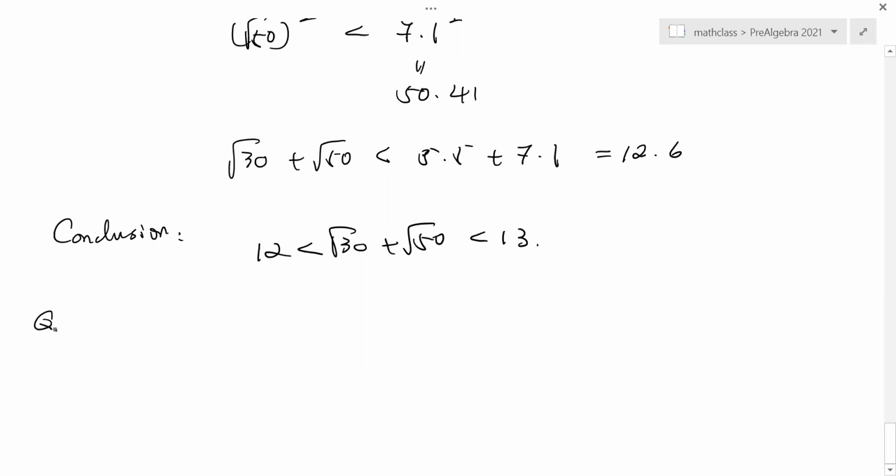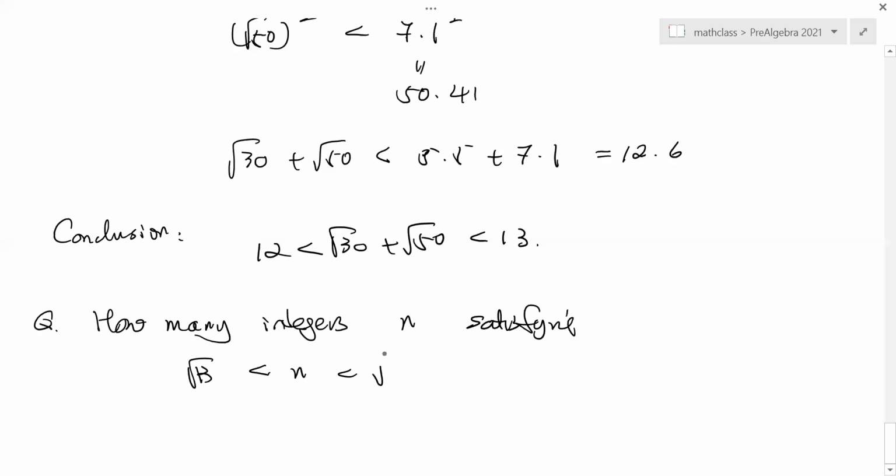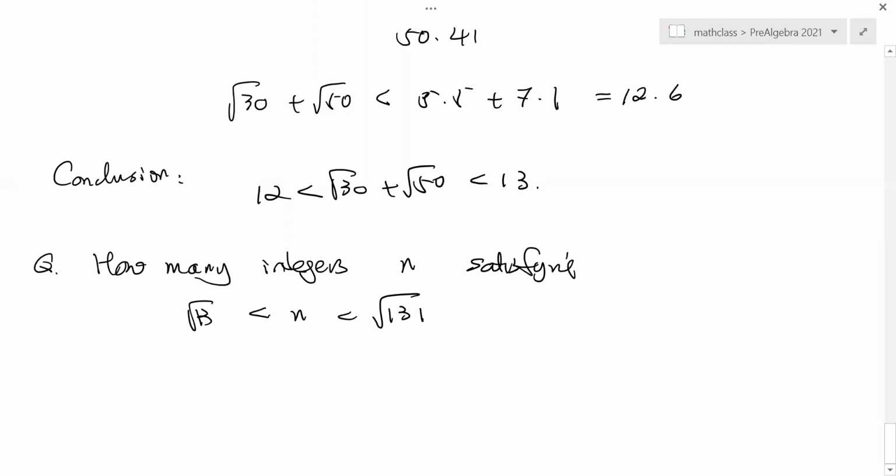So the next question is, how many integers satisfy being between the square root of 13 and the square root of 131? Both are irrational numbers.